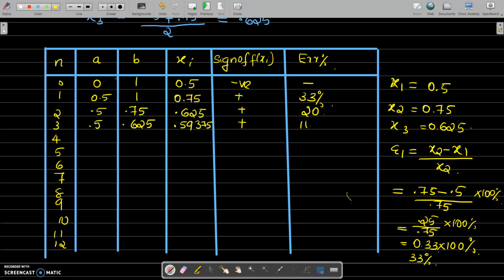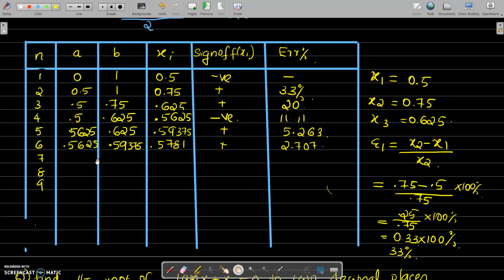Sorry, this is a point. This is a point, 0.56 something, 0.5625, and this is negative. By calculating this, we can see that this is a negative value, and the error percentage is 11.11%.